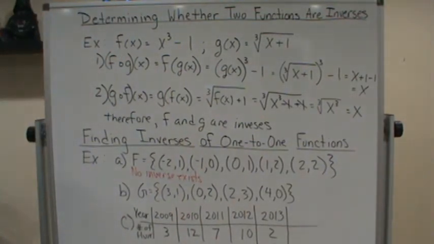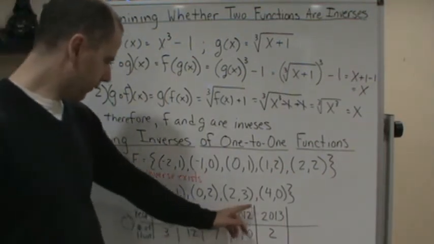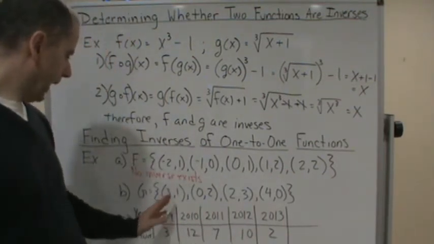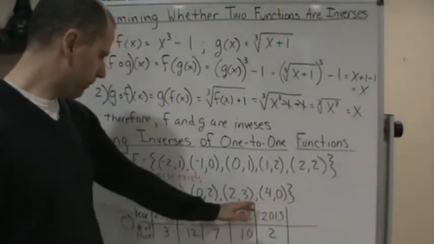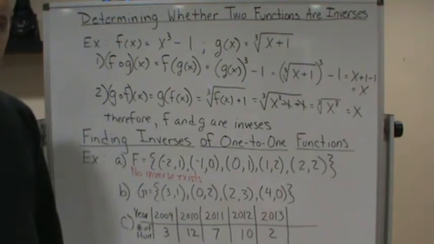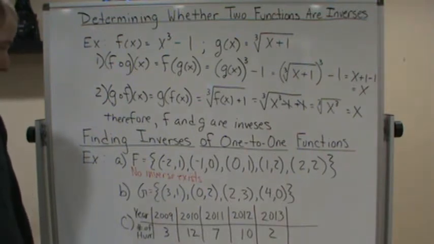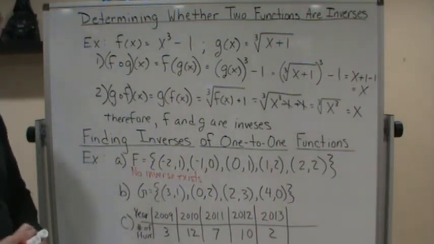Okay, now what about b? Well, b is definitely a function, and it is a one-to-one function because none of the y values, the y components or coordinates, repeat. So this is a one-to-one function. So now, how do we find g inverse?